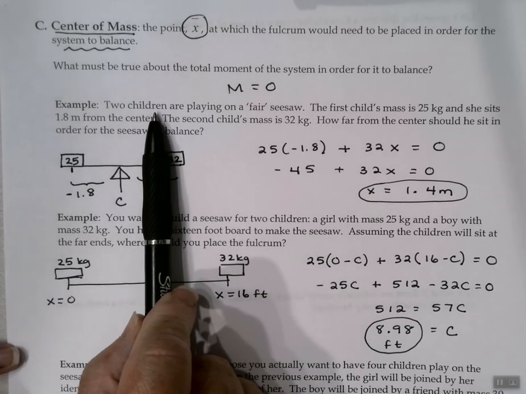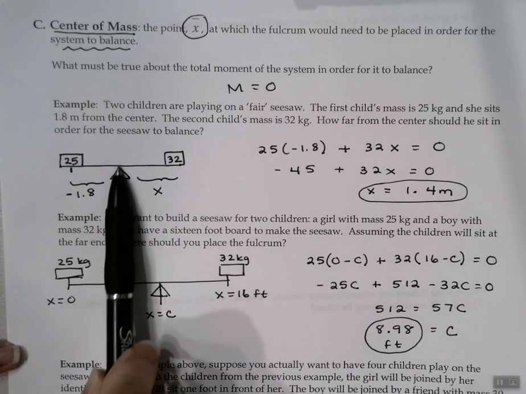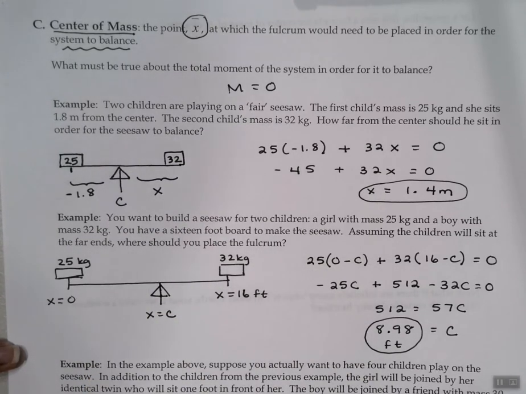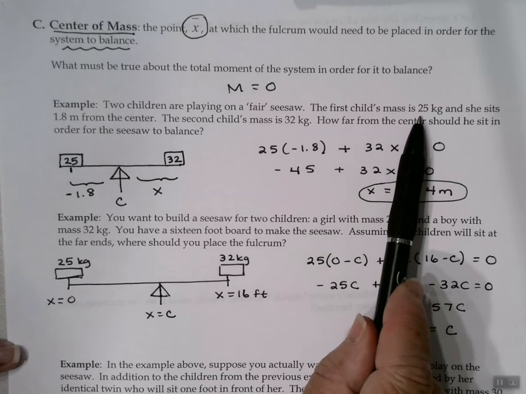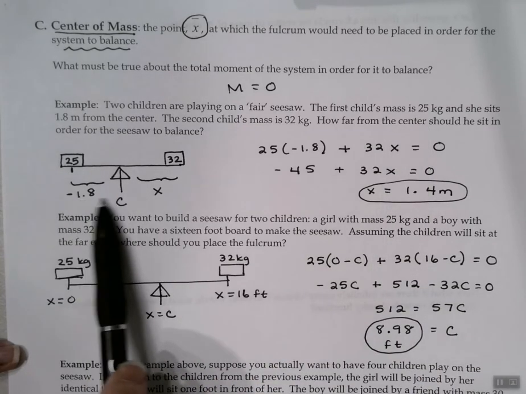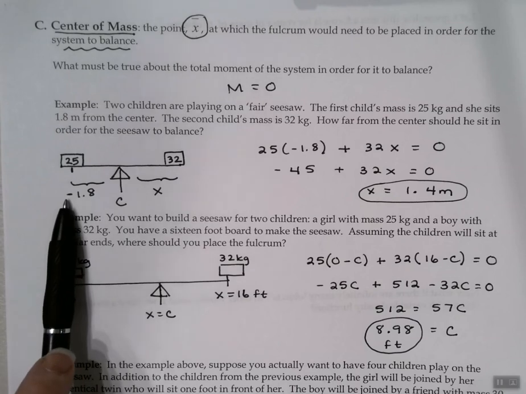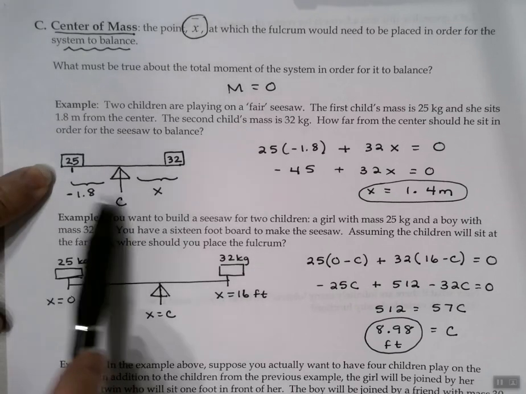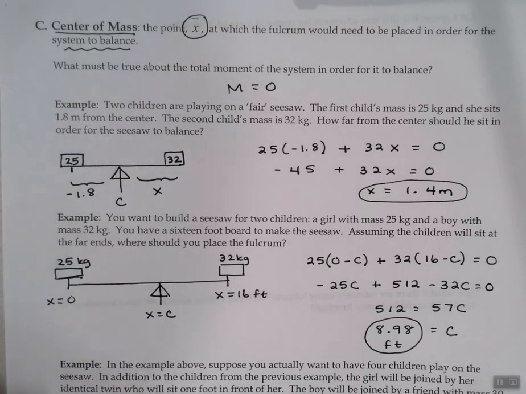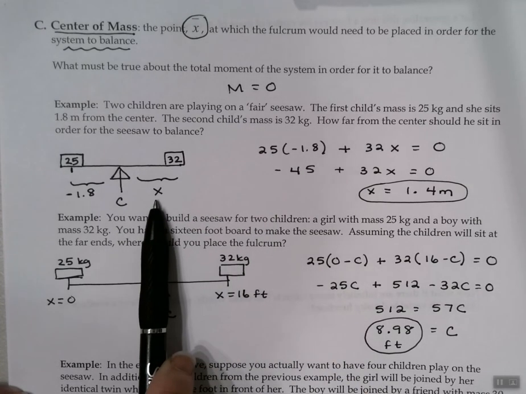First of all, suppose we have two children playing on what we'll call a fair seesaw. In other words, the fulcrum is right at the center. First child's mass is 25 kilograms over here on the left, and she sits 1.8 meters from the center. Notice I've called that negative 1.8 because it's to the left of the center. Second child's mass is 32 kilograms, and he's going to sit to the right. I'm just calling his distance x because I don't know where he's going to sit.